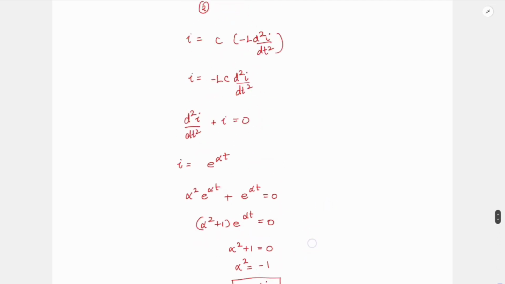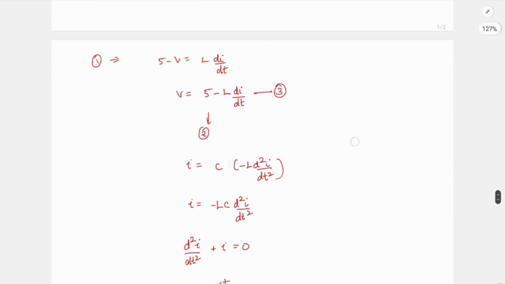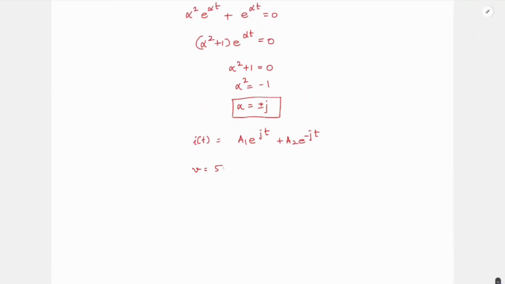Can I also find my V of t? If I consider equation 3, my V is equal to phi minus L di by dt. So V is equal to phi minus di by dt of this, since L is 1.